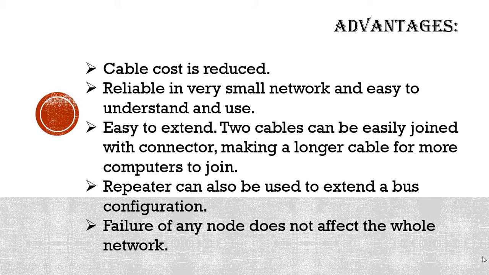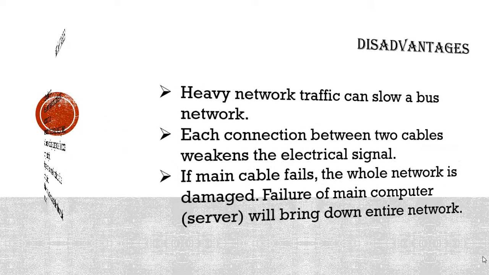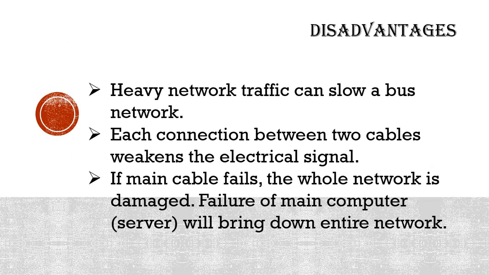Now we will move towards the disadvantages of bus topology. Heavy network traffic can slow a bus network. Each connection between two cables weakens the electrical signals. If the main cable fails, the whole network is damaged. Failure of the main computer, that is the server, will again bring down the entire network.